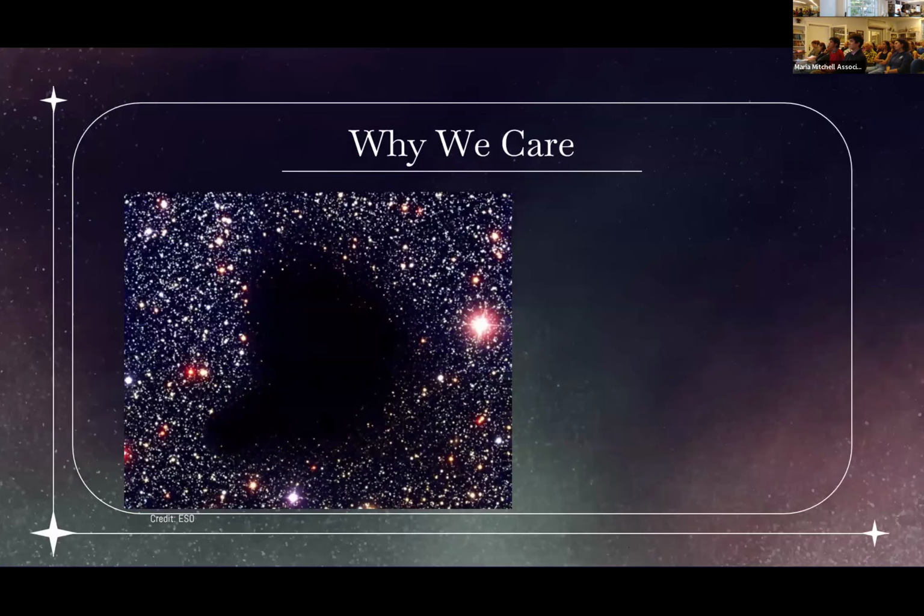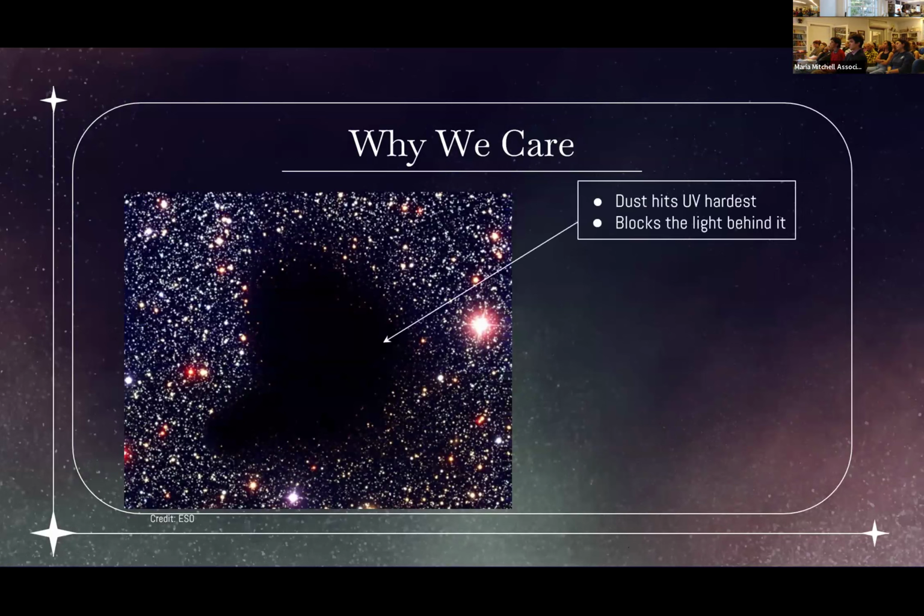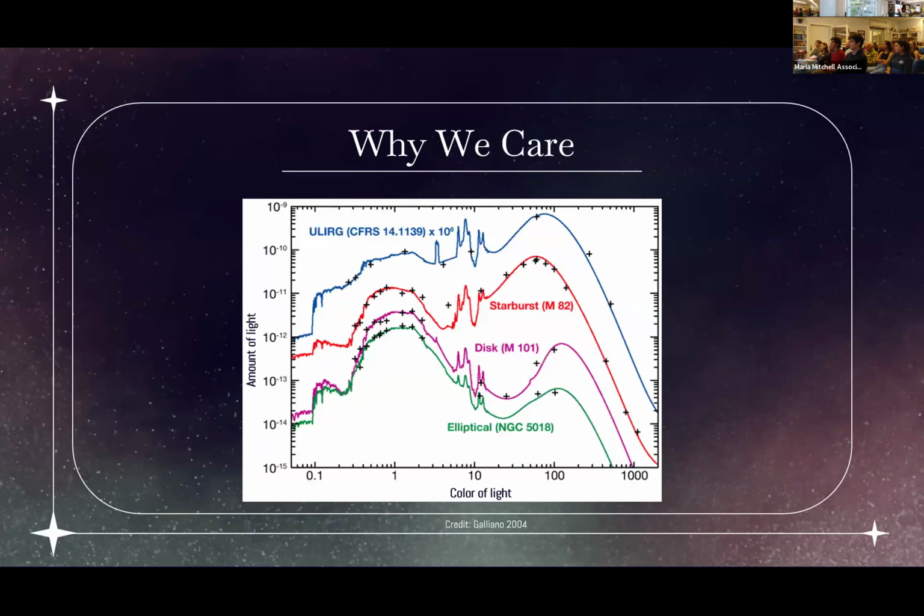And this really matters because dust doesn't affect all light equally. It has the strongest impact in the ultraviolet, right where young stars shine the brightest. Now, this isn't something we see in one small cloud. The effect shows up in entire galaxies. Each galaxy has its own distinct properties. And here's a spectral energy distribution of different types of galaxies, which just shows how much light we get from galaxies at different colors of light.